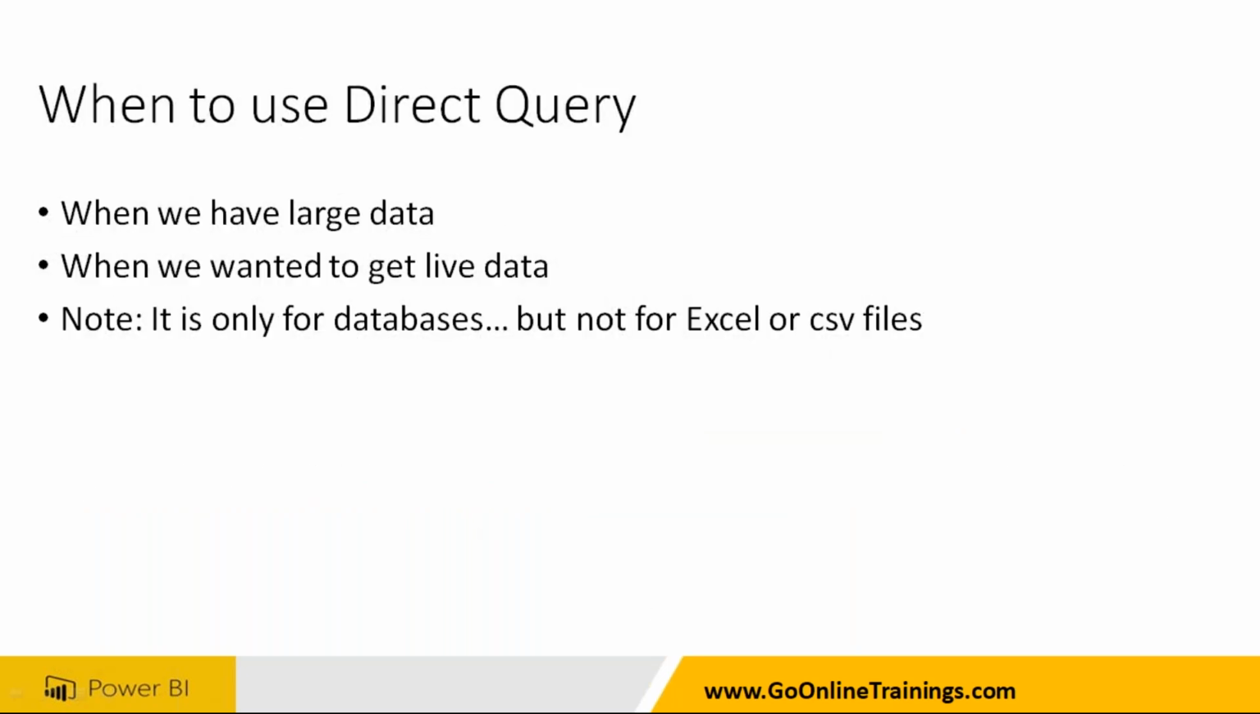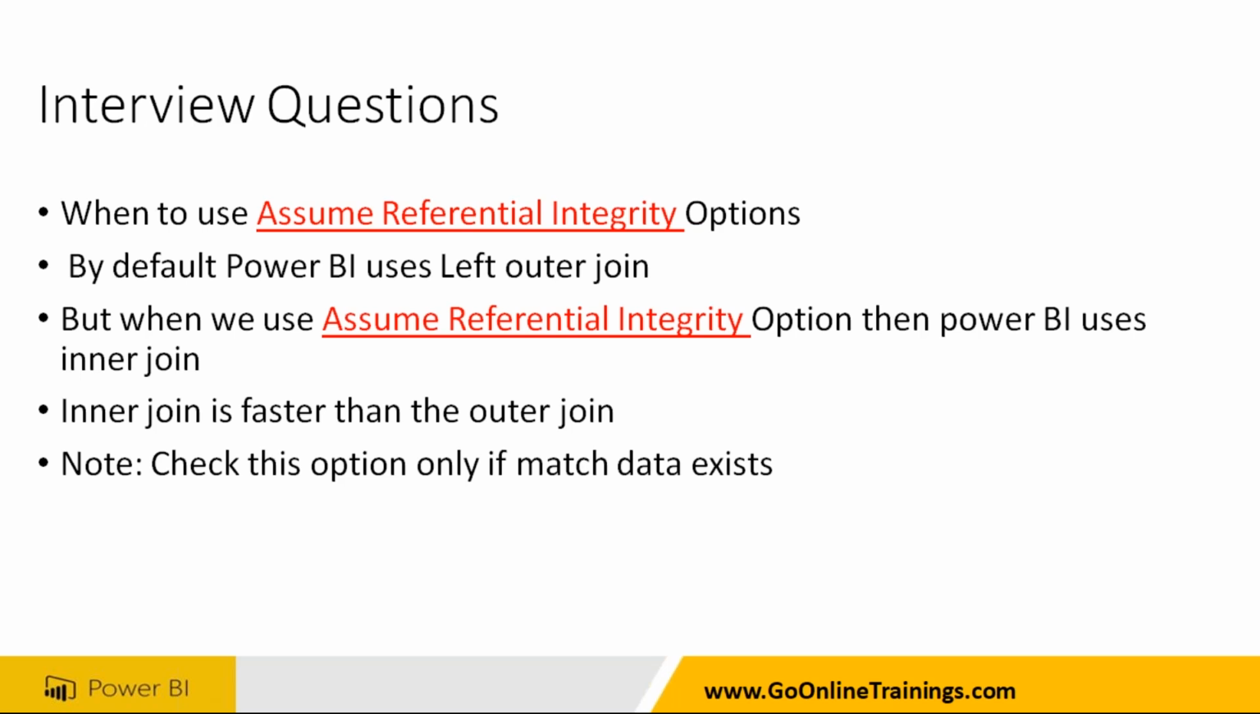Clear, guys? When to use direct query: when we have a large amount of data, or when we wanted to get live data. It is only for databases, but not for Excel or CSV files, because wherever there is a query, direct query can be enabled only there. Query means only in the RDBMS. Okay. So let us understand the assume referential integrity option also. This is also very, very important.